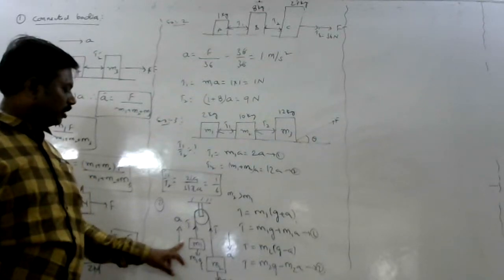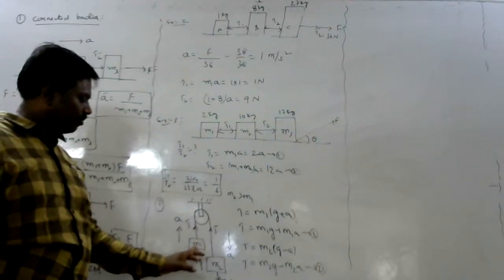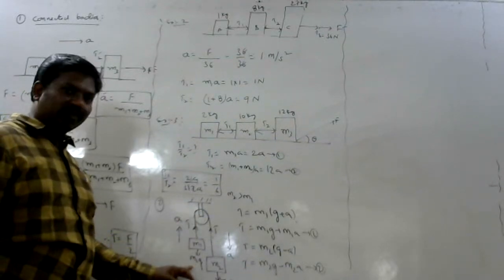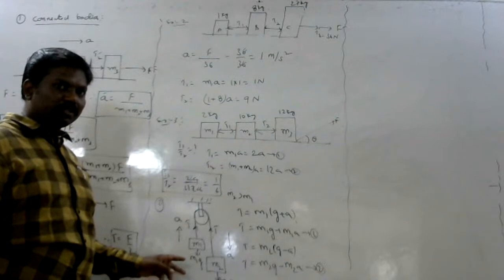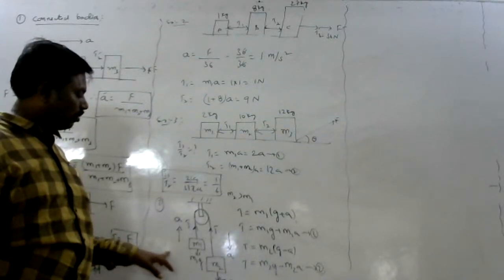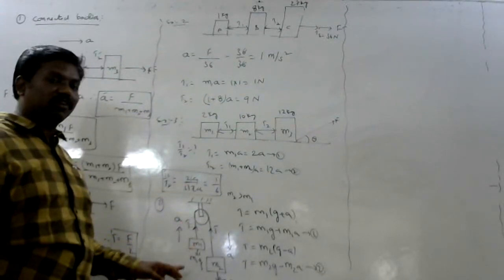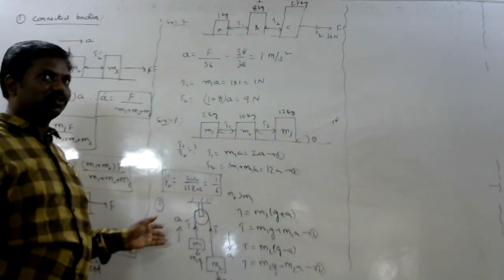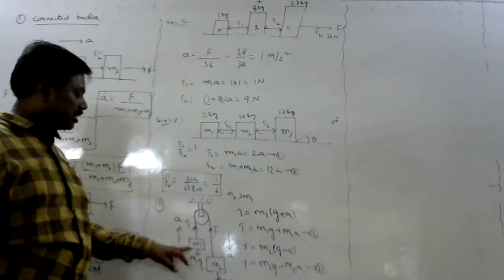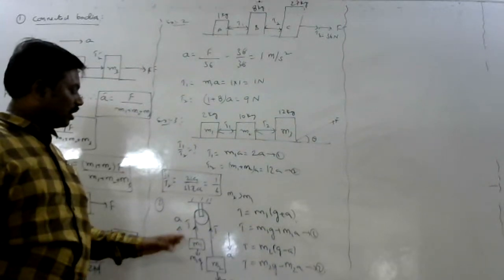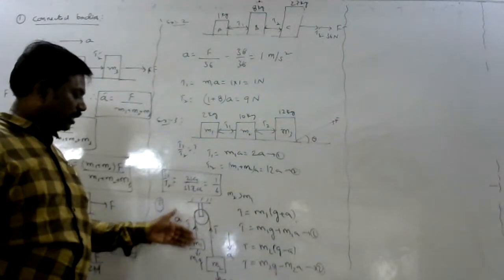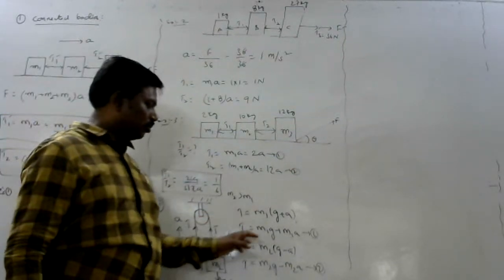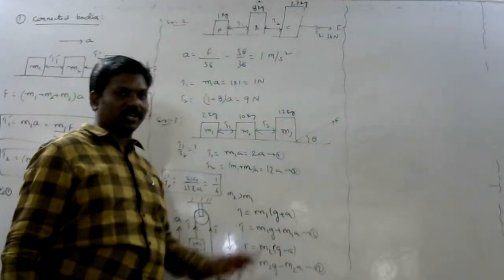Free body diagram means we consider a block of mass m1. Here two forces act: tension upwards and m1g weight downwards. So the resultant force F is equal to T minus m1g. From Newton's second law, F is equal to ma. Here mass is m1, that's why m1a is equal to T minus m1g. From that equation, T is equal to m1g plus m1a.